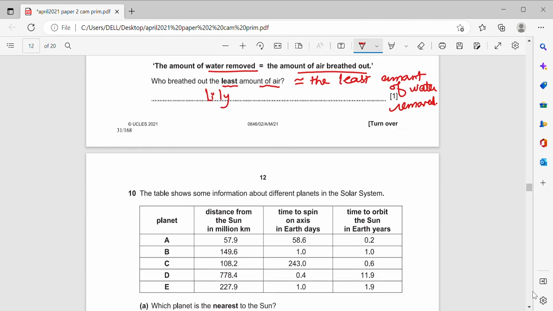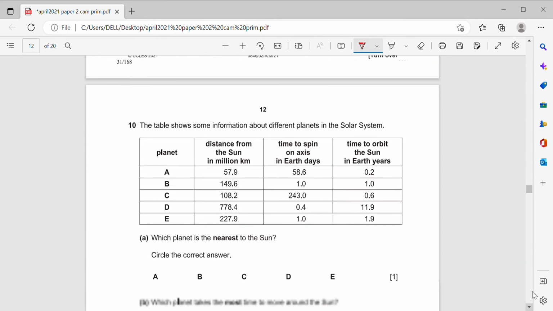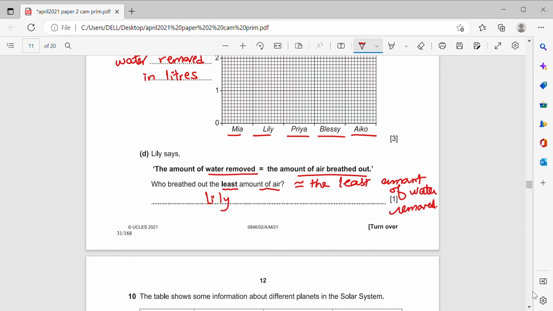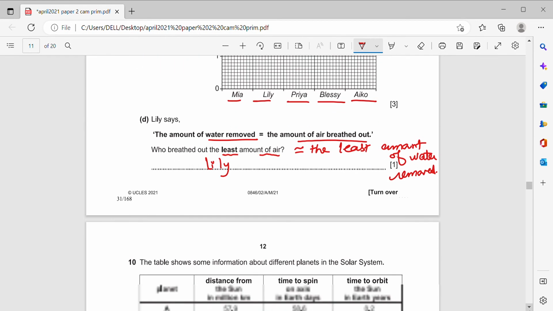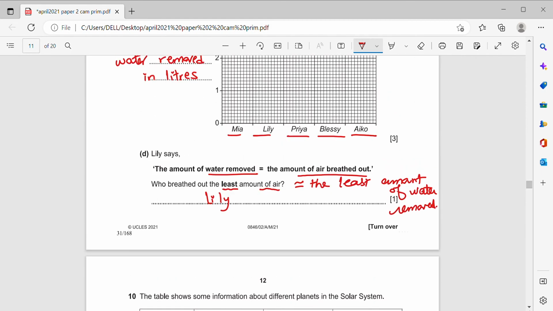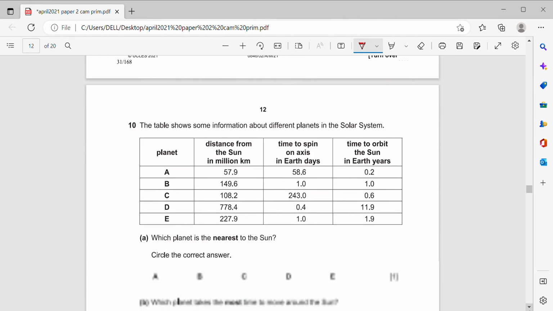طيب next question 10. The table shows some information about different planets in the solar system. برضو متكررة كتير أسئلة السولار سيستم وأسئلة بتبقى سهلة جدا.